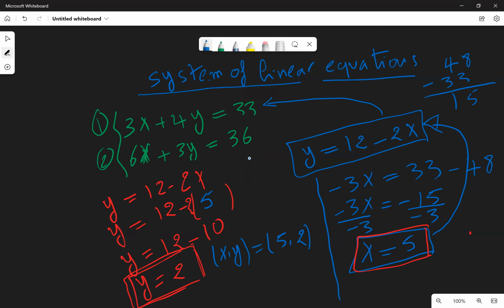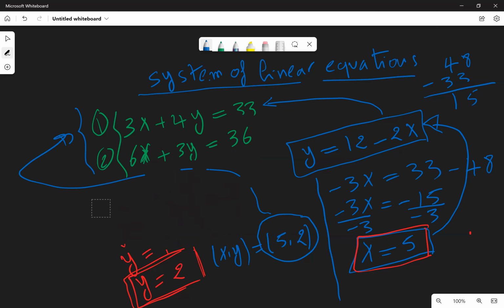And again, you can go back to the original system of linear equations that I have, and then substitute in 5 for x and 2 for y, and then see if that satisfies the system of linear equations. And that's how you check if your answer is correct, but I'm not gonna do that here. So I'm just gonna go ahead and do another example.